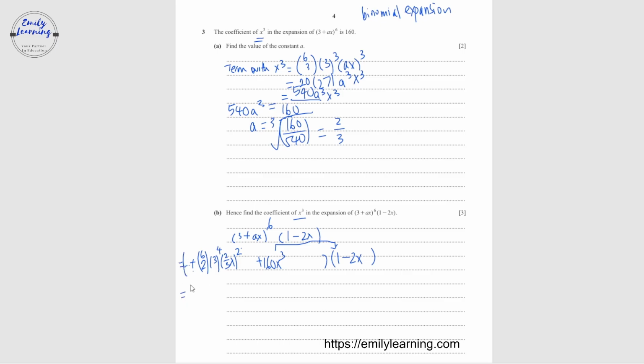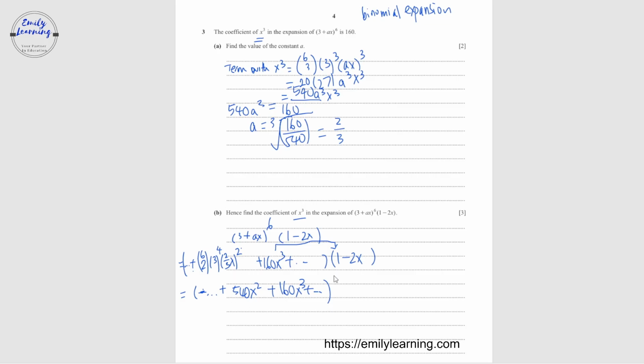So basically, I know that I can just type this into the calculator, right? So I type 6 choose 2, times 3 to the power of 4, times 2 over 3 squared. I'll get 540. So I know that I essentially have dot dot dot plus 540x squared plus 160x cubed plus dot dot dot.